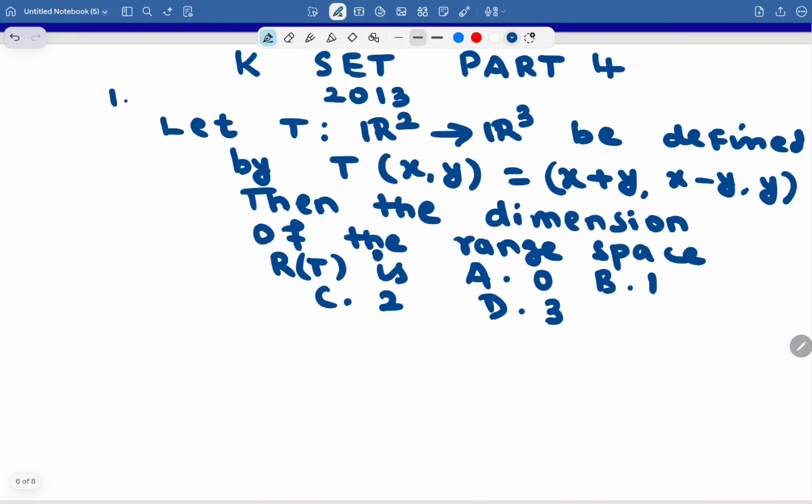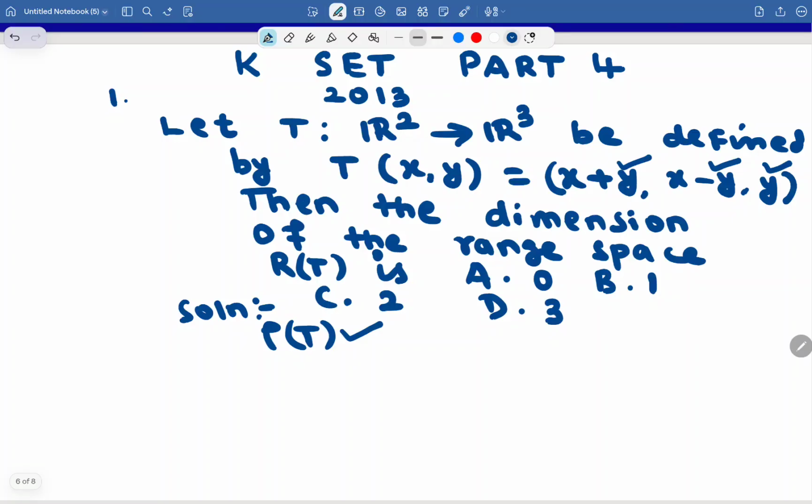In this problem, T is defined by T of x comma y equals x plus y, x minus y, y. Then we have to find the dimension of the range space R of T. Dimension of the range space R of T is nothing but the rank of T. Solution: we have to find only the rank of T.